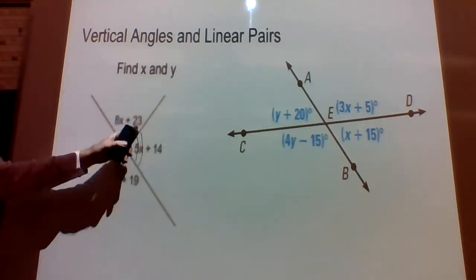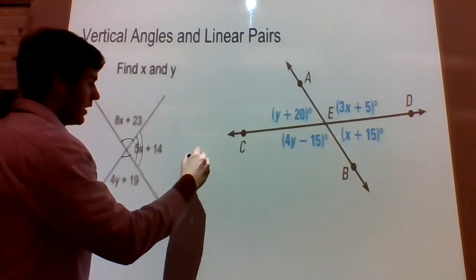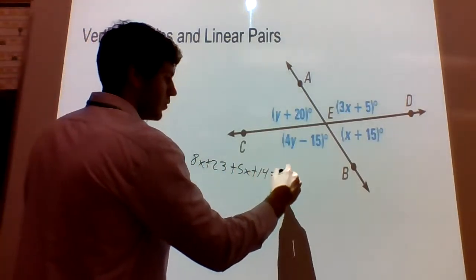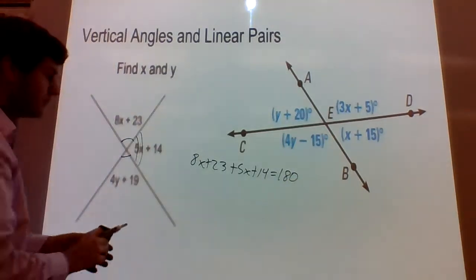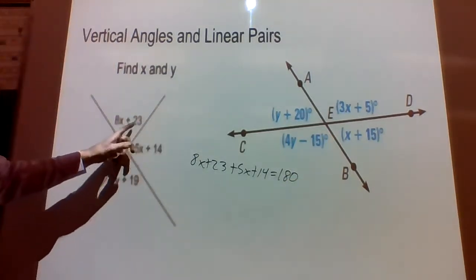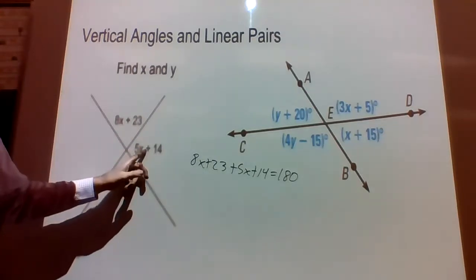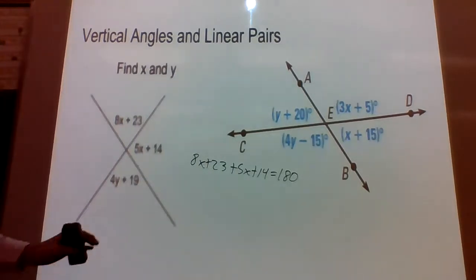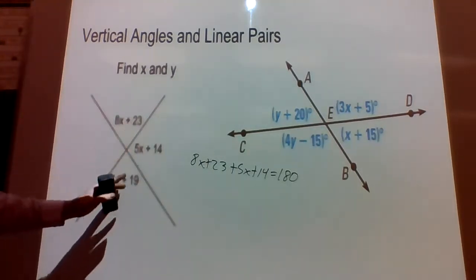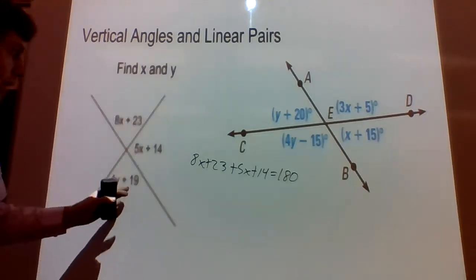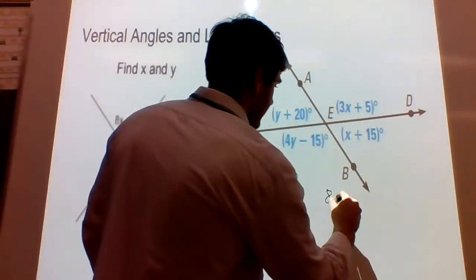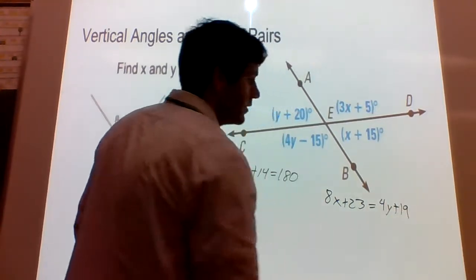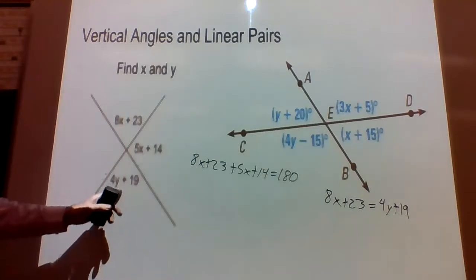Since linear pairs are supplementary, we can set up the equation 8x plus 23 plus 5x plus 14 equals 180, because these two angles are a linear pair, meaning they are supplementary, so their angle measures add up to 180. We can also set up another equation dealing with vertical angles. We know 8x plus 23 is going to equal 4y plus 19, because vertical angles are congruent.